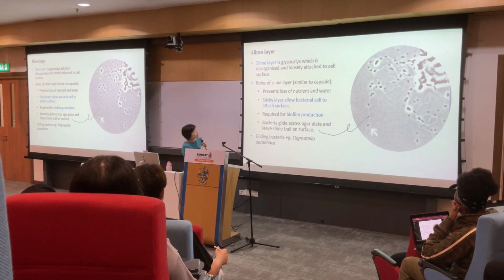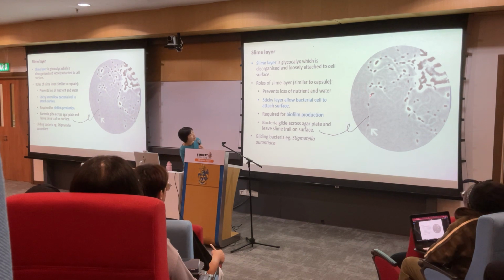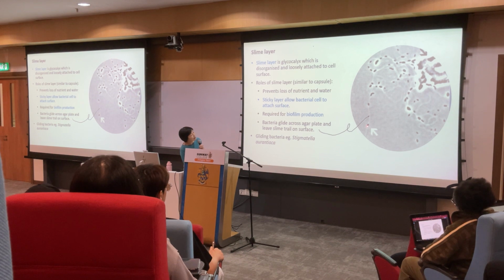All right. Now, this is an example of the slime layer. You see the gliding of the bacterial cells here, called Stigmatella aurantiaca. You see the trace of these bacteria, they actually climb along the agar plate. This is an agar plate. On the agar plate, they are motile. They can move from here to here, but it's very slow. You can see the trace of the movement. So the trace of the slime layer can be displayed on their agar plate.